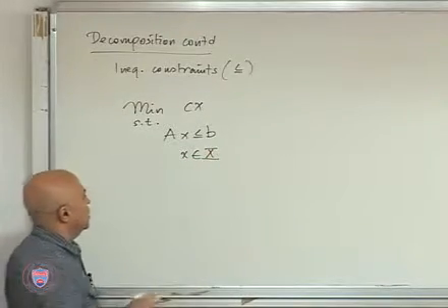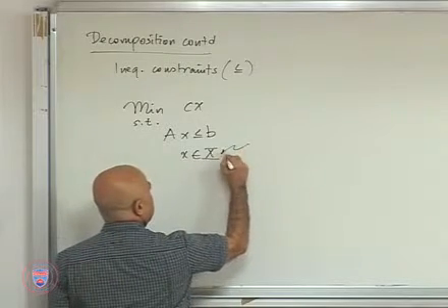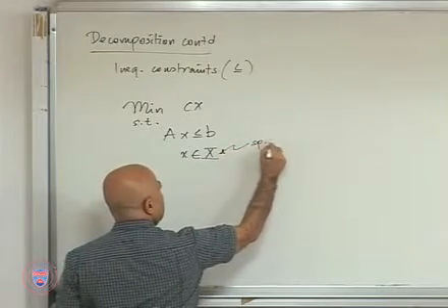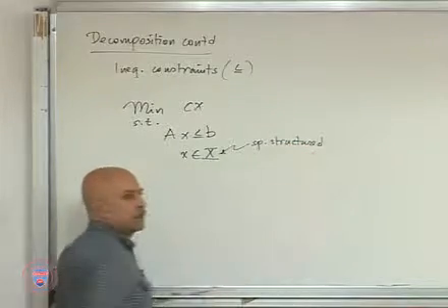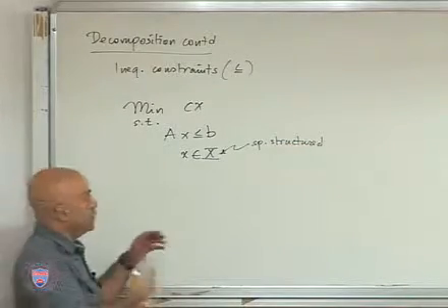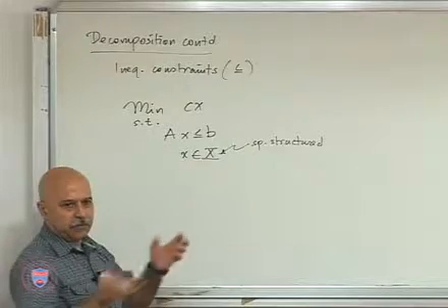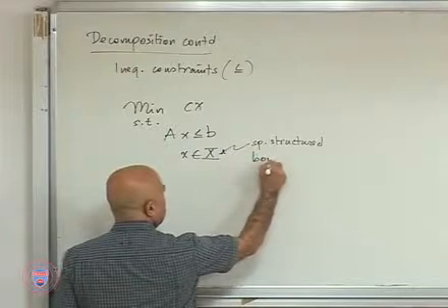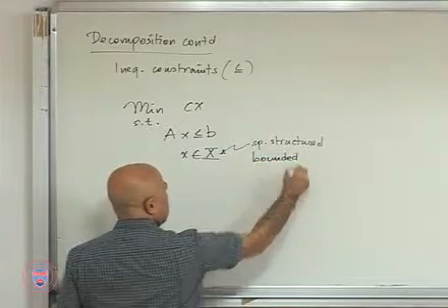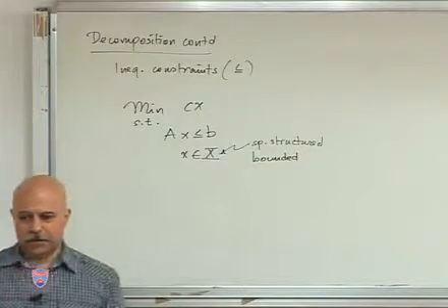And X is, as before, a specially structured set. It's a polyhedral set, so that this will give subproblems that become easy to solve. And I'm going to still assume that X is bounded. So let's make that assumption.